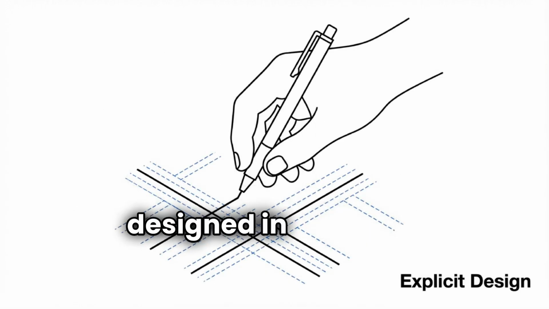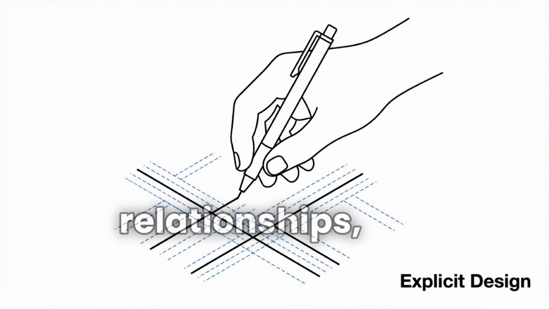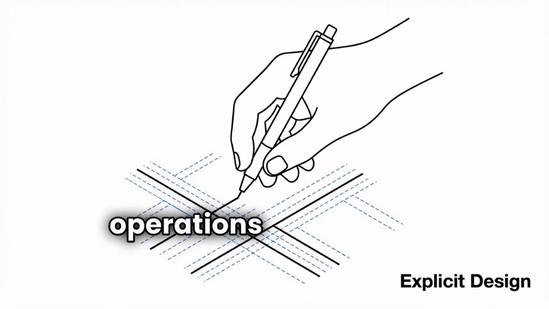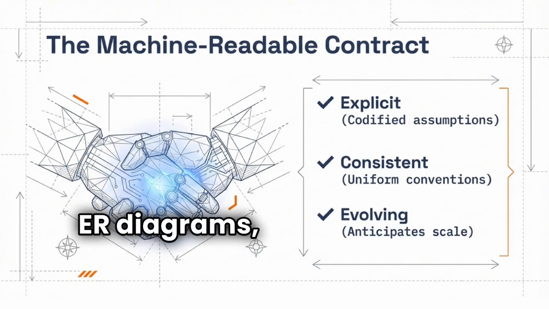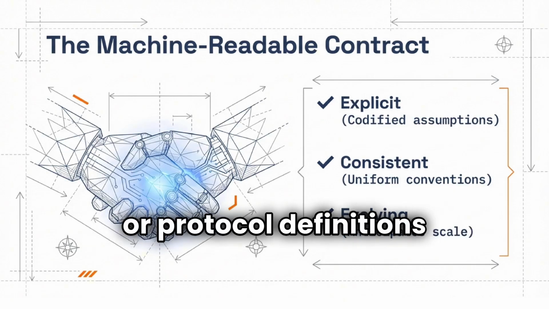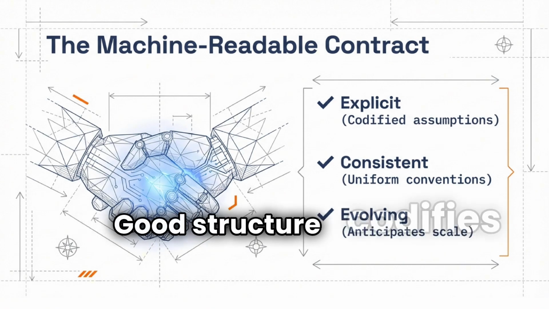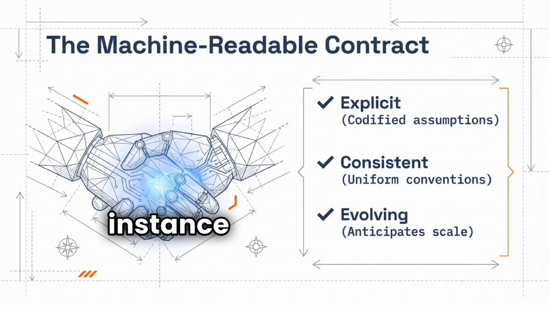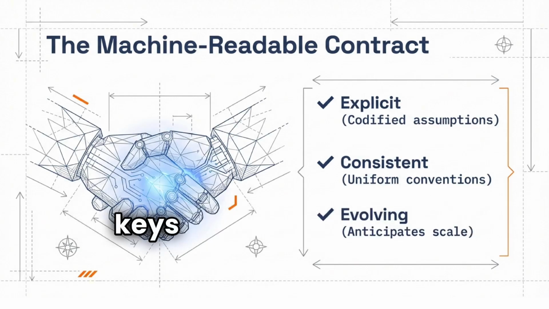How is structure designed in practice? Data modeling begins with understanding the domain, the entities, the relationships, the invariants, and the operations that matter. Designers capture this understanding in schemas, ER diagrams, JSON schemas, or protocol definitions that become the machine-readable contract for producers and consumers. Good structure codifies assumptions explicitly. For instance, whether a field is optional, which units are used, or whether values are normalized. Structure also anticipates scale and failure modes. Indexing strategy, partition keys, and transactional boundaries are all structural decisions.